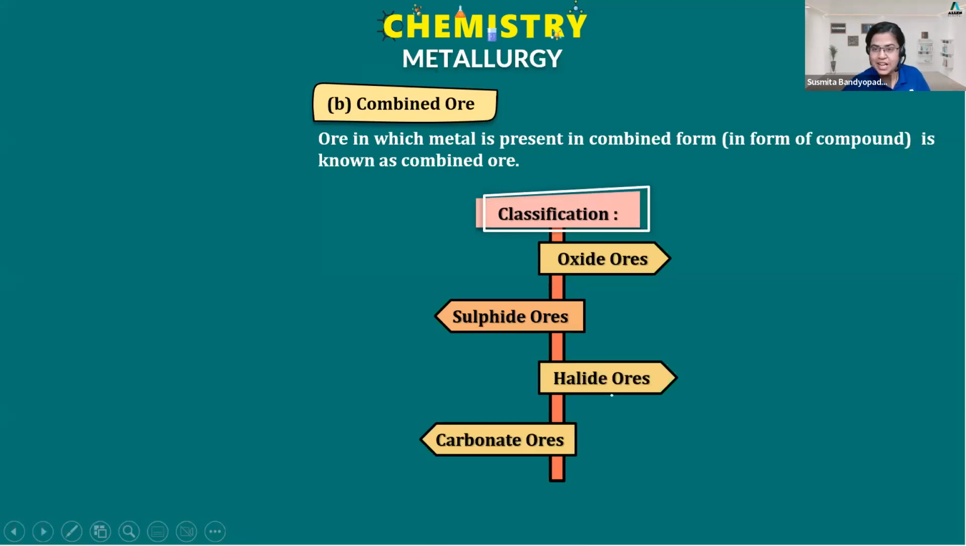Halide ores. Halide ores, examples? Rock salt. No difficulty, okay, fine. Then there's no point in wasting more time on the settings. Fine. Horn silver, AgCl. Rock salt, NaCl. Wow. That is true.